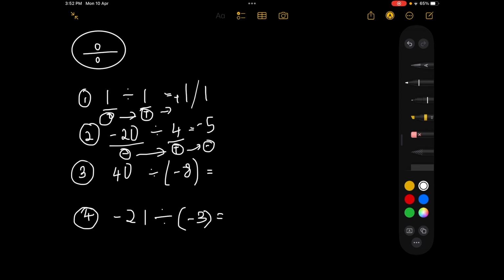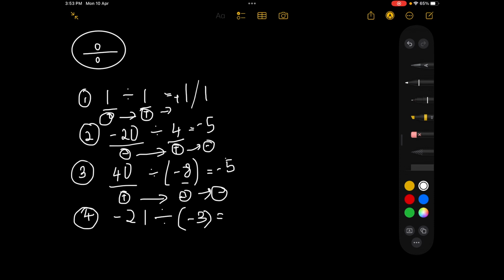For the third question, we have 40 divided by negative 8. So for 40 divided by 8, the answer is 5. That's the easy part. To be honest, both parts are easy, but let's see. 40 is a positive number, and negative 8 is a negative number. So plus and minus are different signs. When they are different signs, the answer has to be negative. So the answer is negative 5.